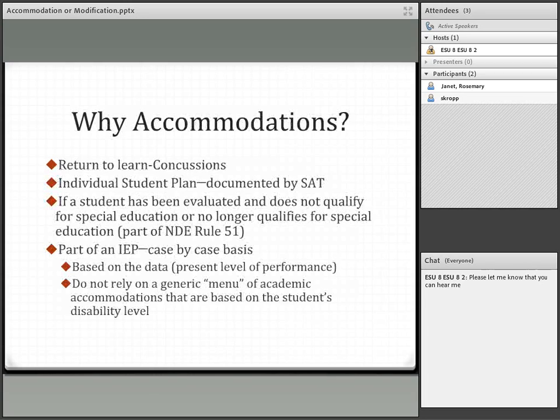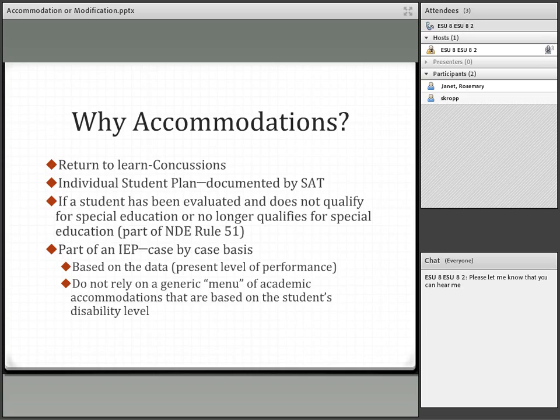And so when would we consider accommodations, or why might we implement accommodations? So here's just some examples of times when accommodations might be considered. In the return to learn process, someone who's returning from a concussion or maybe another medical event. If it's part of an individual student plan, that would be documented by the student assistance team.